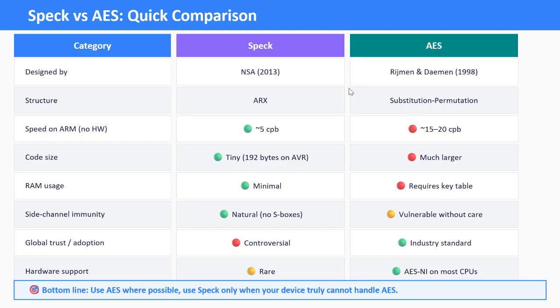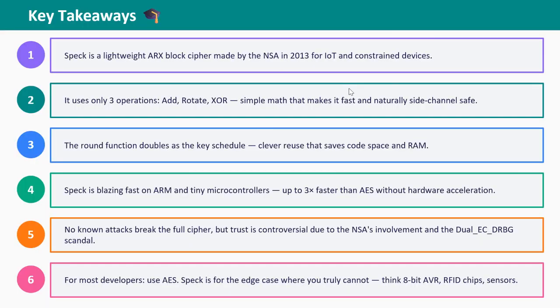Okay, so SPECK versus AES. SPECK was designed by the NSA, and AES was designed by two guys. It's ARX versus substitution-permutation in terms of structure. The speed on an ARM CPU is 5 CPB versus 15 to 20, so SPECK is pretty fast. It's pretty small, while AES is much larger. Minimal RAM utilization versus high RAM, and you guys can read the rest. The only issue is trust and integration onto physical devices.